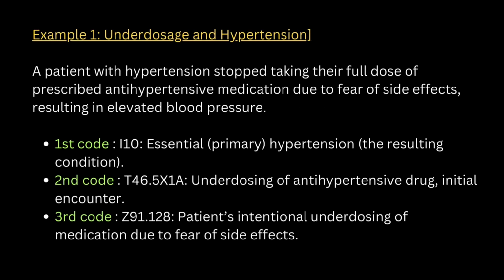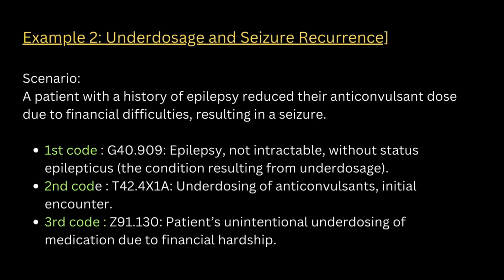Here I have given an example, underdosage and hypertension. A patient with hypertension stopped taking their full dose of prescribed antihypertensive medication due to fear of side effects, resulting in elevated blood pressure. So first here you are coding for hypertension, second you are coding for underdosage of the drug, and third you are coding for fear of side effect.